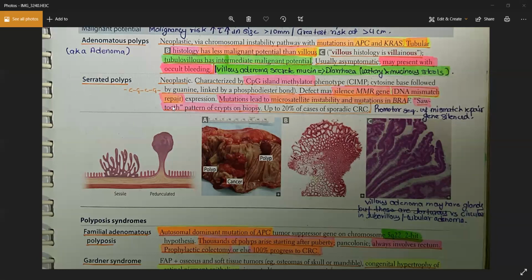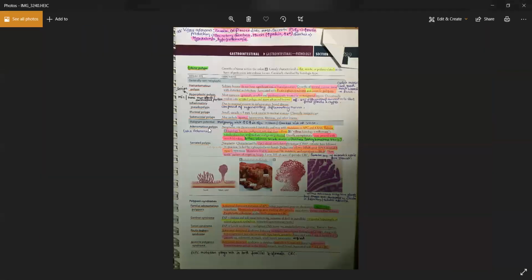Okay, and when you do the biopsy of these polyps, they will show the sawtooth pattern of the crypts on the biopsy, which we have discussed already, right? The star-like appearance or the very branching type of crypts you will see on the biopsy. And this is a very hallmark feature of the serrated polyps. Okay, very much important. So yeah, that would be all about the serrated polyps. Any doubt on these two types, the neoplastic and the malignant polyps?